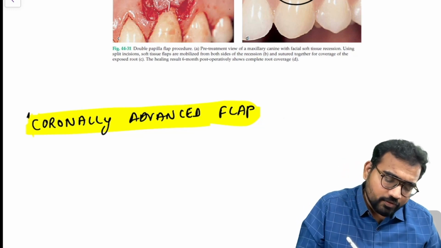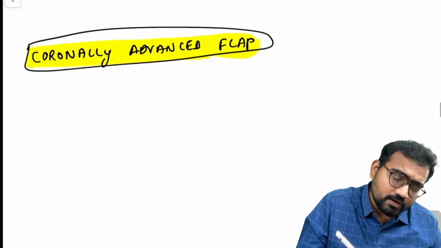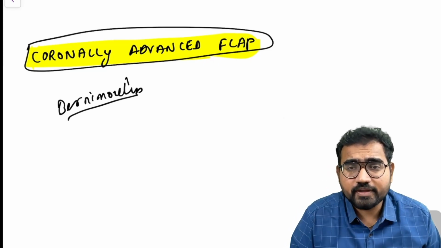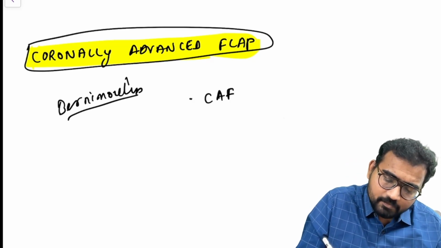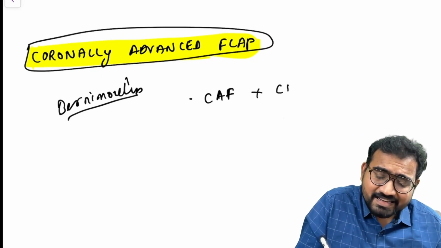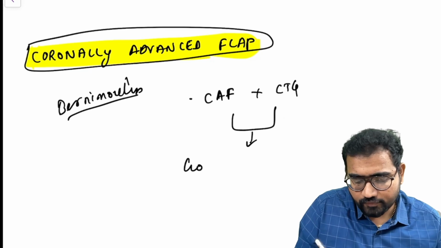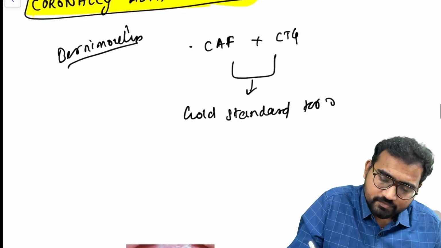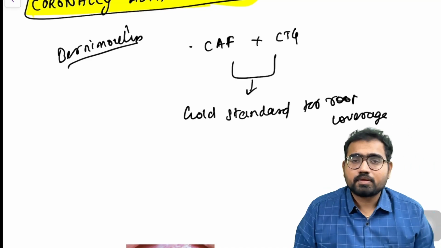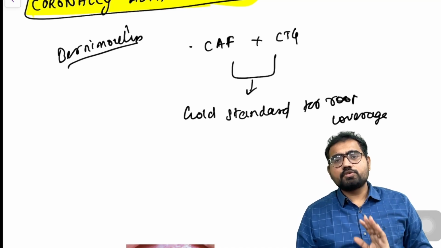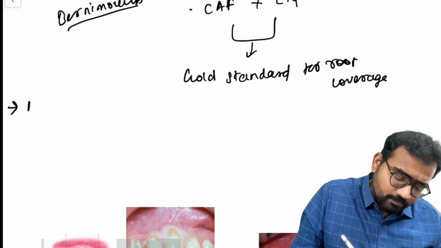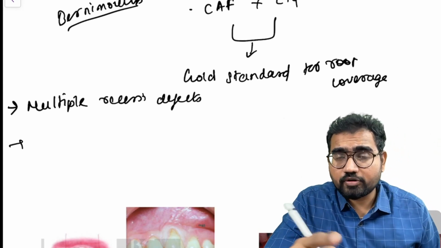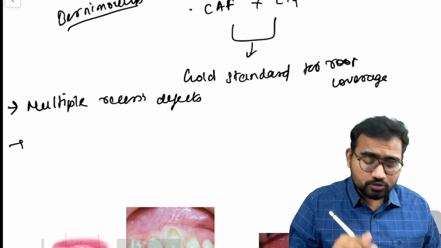double papilla flap, right? So now we are going to talk about the coronally advanced flap. The coronally advanced flap was given by Bernard and Moulin. Coronally advanced flap is very important, because coronally advanced flap, CAF, plus connective tissue graft is the gold standard for root coverage. This is the first one that treats multiple recession defects. And there are two variations of the coronally advanced flap, of which one does not have vertical releasing incisions, and that can be used for aesthetic purposes.